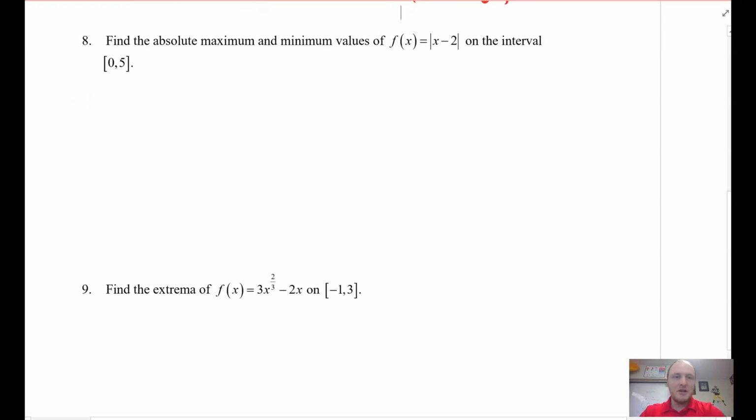Okay, all right, so number 8, find the absolute max and min values of f of x equals the absolute value of x minus 2 on the interval 0 to 5. Okay, so it's important to note how this function kind of looks. So I'm going to sketch this. 1, 2. And this function looks like this.